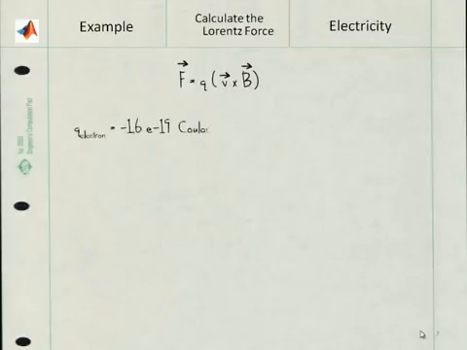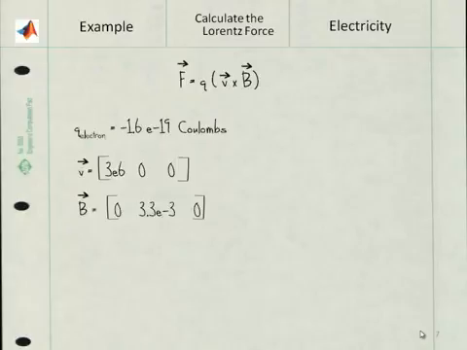So, for example, if we apply it to our electron, the charge of an electron, if you Google, is negative 1.6 times 10 to the negative 19, and the unit is coulombs. Now let's suppose that the velocity is 3 million in the x direction, so our electron is going really fast in the x direction only. 0 in the y direction and 0 in the z direction. Let's also suppose that the magnetic field is very, very small and only in the y direction. 3.3 times 10 to negative 3.